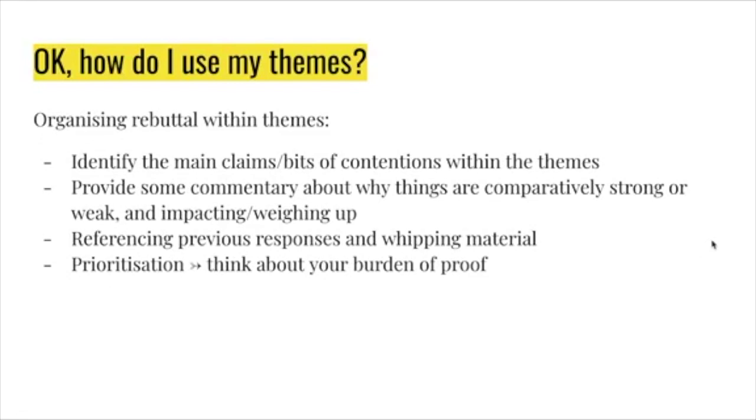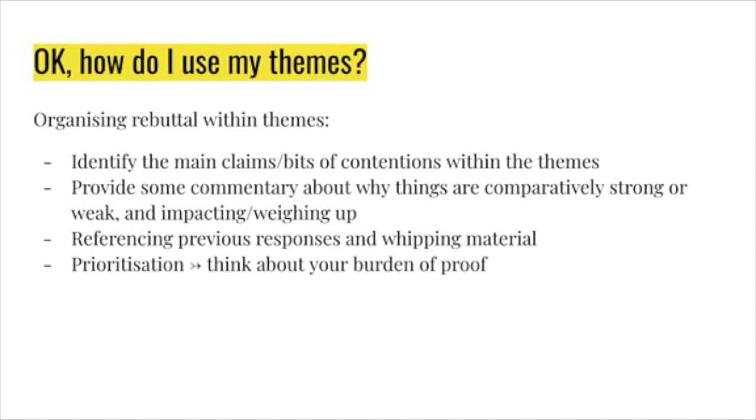What do we do if we've kind of already learned that? There are 4 main things that you should consider when you're trying to use your themes. The first one is you should be trying to have some internal structure within themes. You don't just want it to be a list of rebuttal or a list of claims. We should be trying to identify the main claims or bits of contention within the themes and focusing on those. That will help us get through them. Otherwise, it will be really difficult to get through our speech.